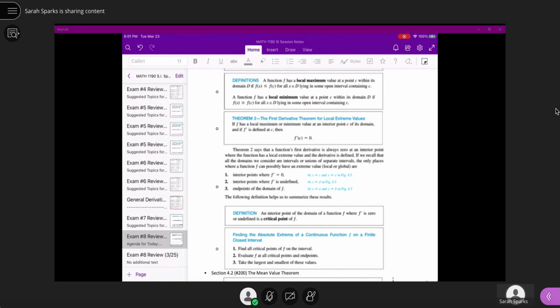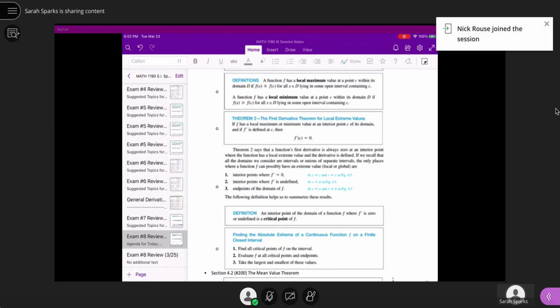An interior point of the domain of a function f where f prime is 0 or undefined is a critical point. So that's telling us that to find our critical points, we're going to set the derivative of our function equal to 0, and then we're also going to look at where the function is not defined, because that's going to be a critical point. And we use these critical points to find our absolute mins and maxes in an interval.